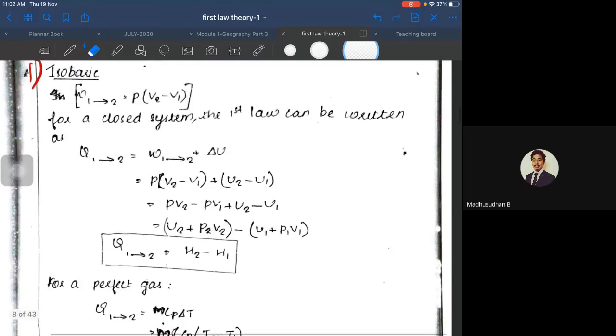So when you apply it, what is the work done from 1 to 2, which is isobaric? Come on, let's see. Work done from 1 to 2, which is isobaric.